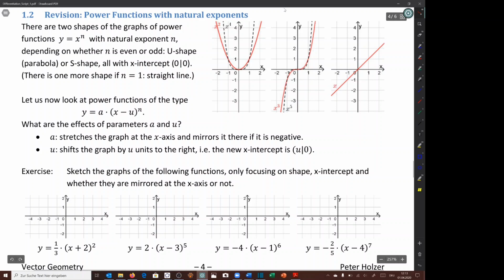Actually, if it is odd and larger than 0, because if it is equal to 0, y becomes just x, so it is just a straight line, so that's the third shape.